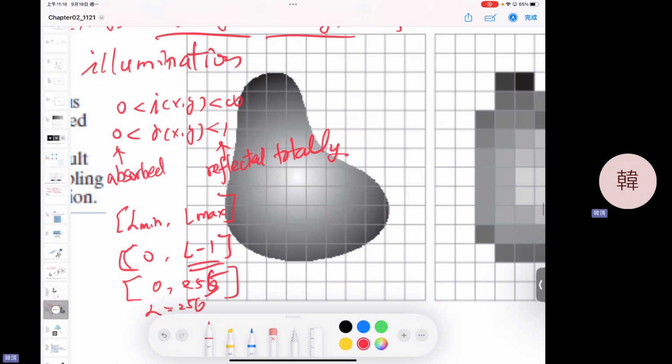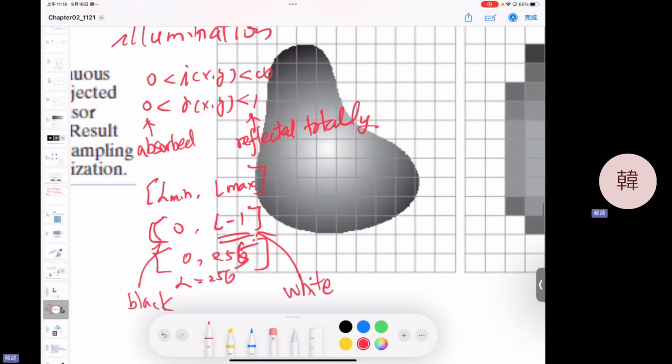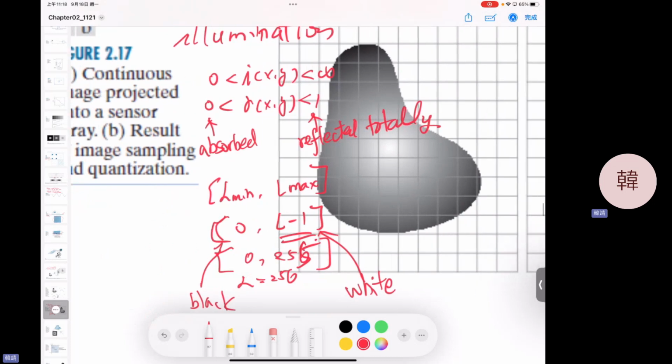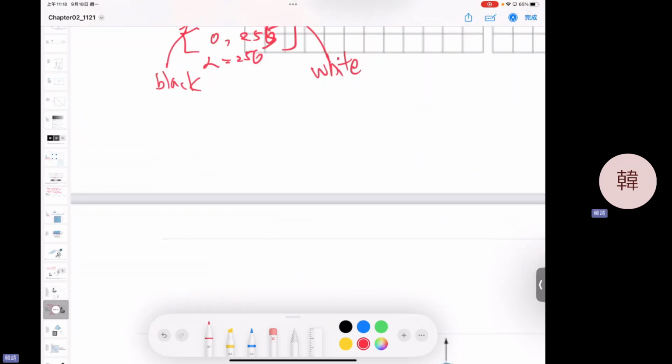Okay, and we know this is white, everything reflected. This is black. Okay, so the gray intensity contains two components, illumination and reflectance. Okay, so now let's see this one.